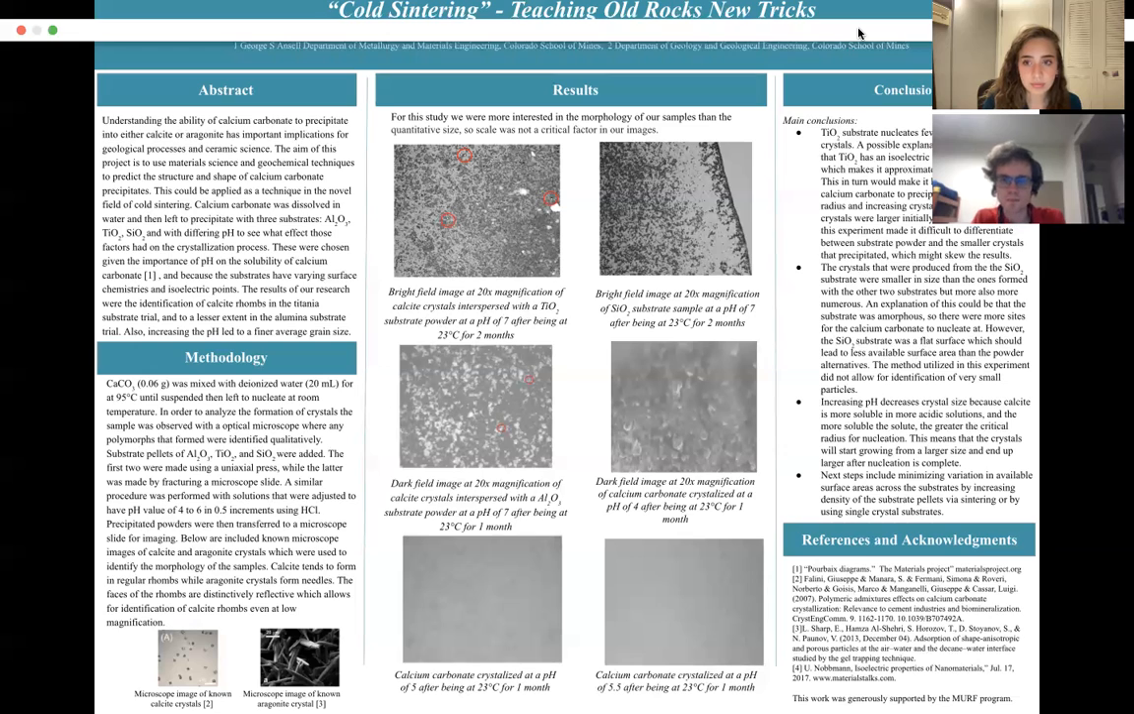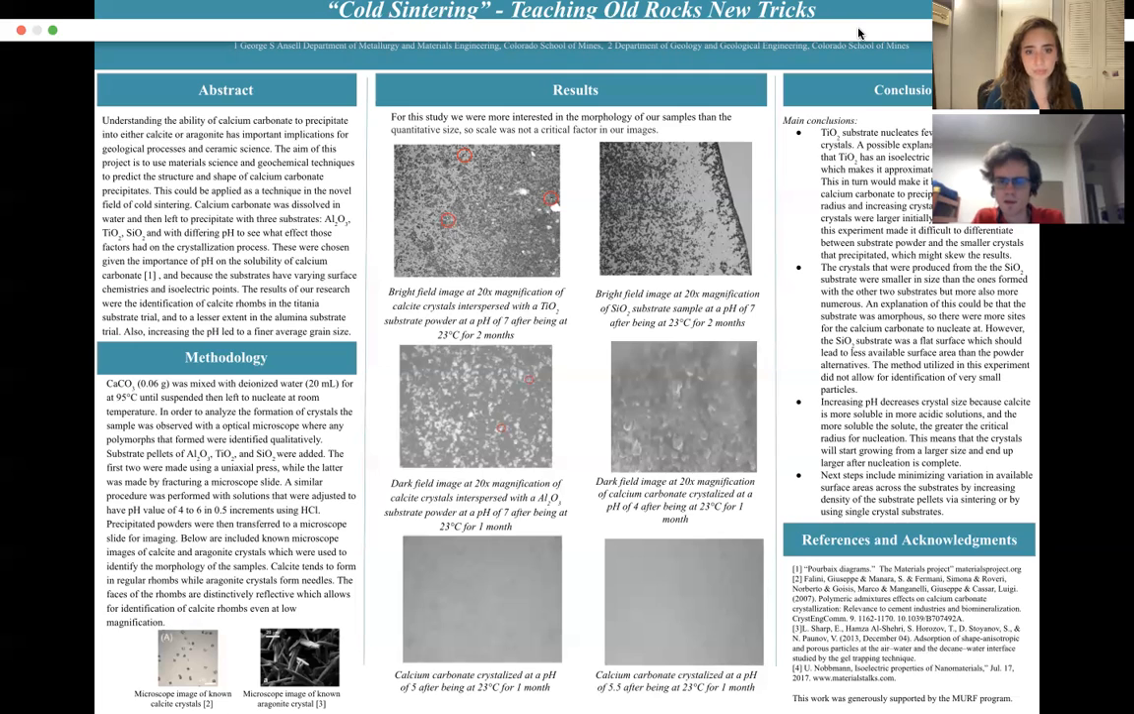Although one problem with our experiment is that there was some structural failure of the pellets in the solution. And so it can be difficult in the images to determine what is small crystals of the substrate and what is crystals of the precipitate. And so again, for the silica, we noticed that there were much smaller crystals.